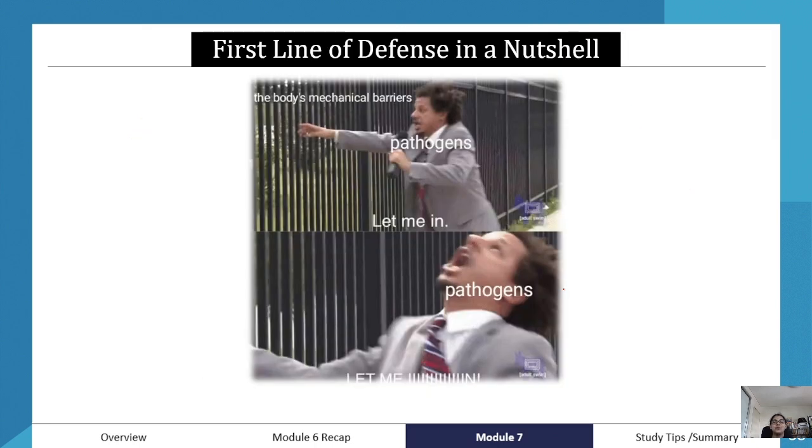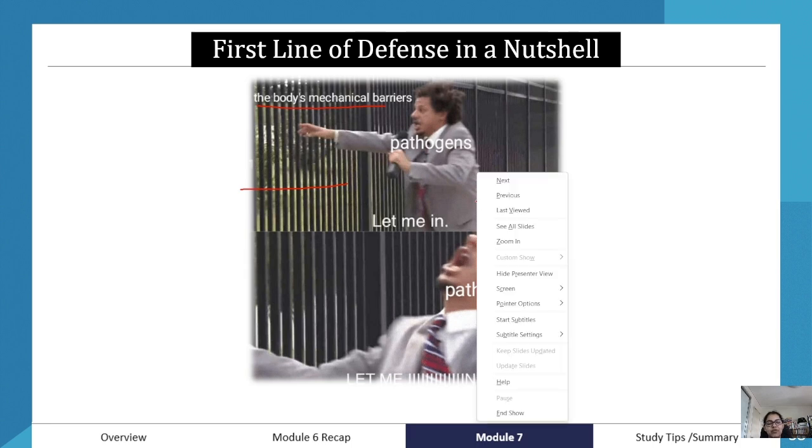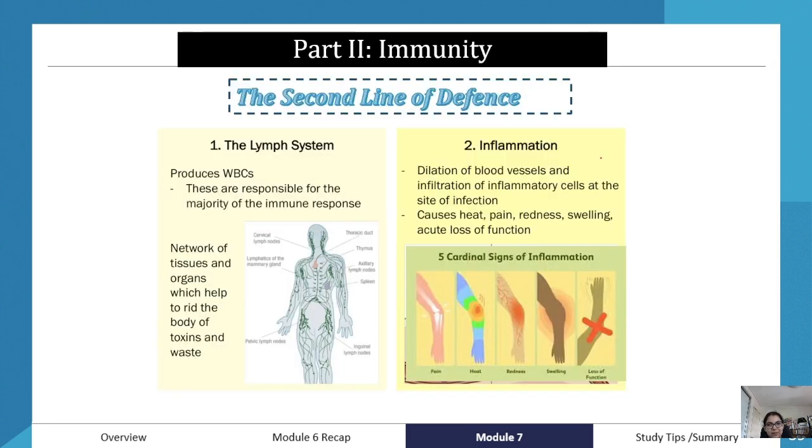Okay, so the first line of defense in a nutshell is the body's mechanical barriers. Here's a pathogen trying to get in, saying let me in, but it's finding it hard. We know that they do tend to make it in sometimes, but most of the time the mechanical barriers do a pretty good job of protecting the body.